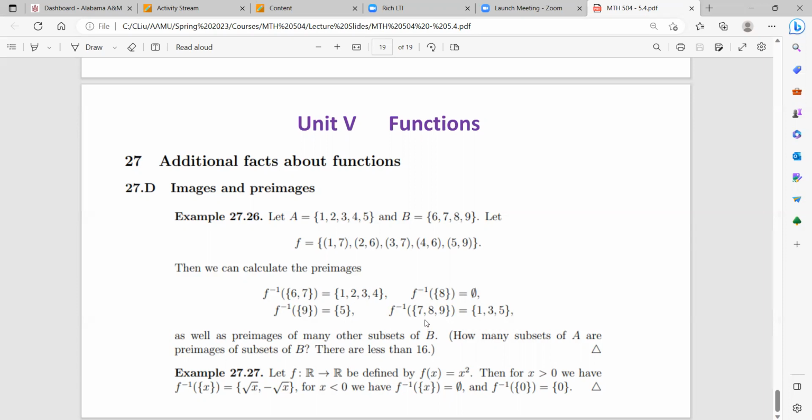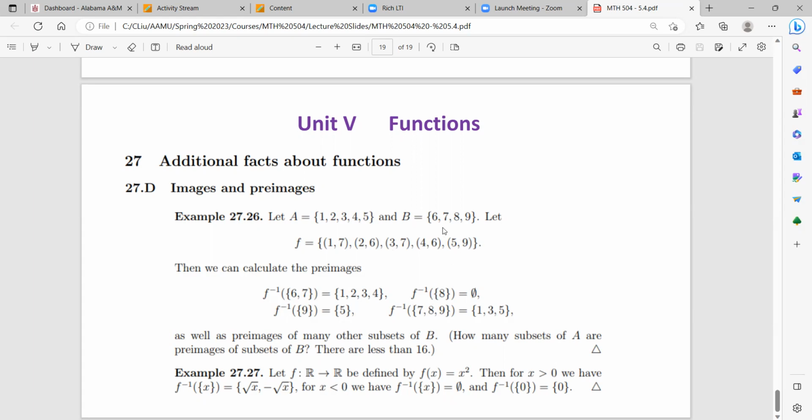The last one is a subset of B again. It includes 3 numbers, 7, 8, and 9. So if you just look at 7, 8, or 9, the second coordinate in F, you see 1, 3, and 5. Okay, and 8 does not have any images, so that just includes 3 numbers. So that's the set of 3 numbers, 1, 3, and 5. Okay.